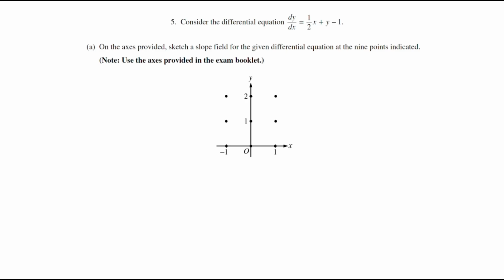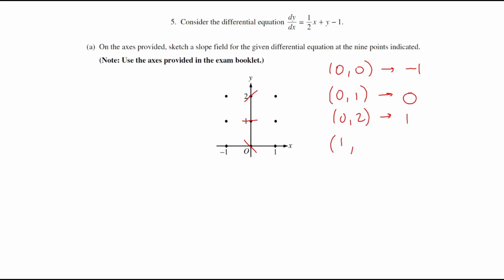We'll start with the easiest one at the origin at 0, 0. If we plug in 0 for x and y, we just get -1, so we'll start with the slope of -1. If we go up to 0 for x, 1 for y, we're just going to get 0: 0 plus 1 minus 1, so make sure you have a nice horizontal slope there. And then at 0, 2, we're going to have 0 plus 2 minus 1, which is just 1, so a slope of 1.